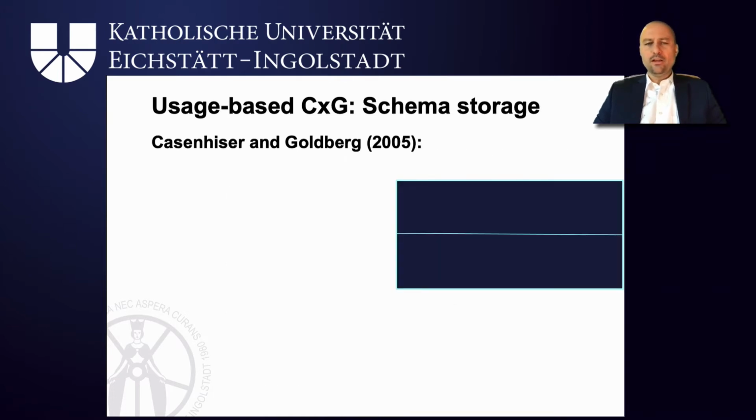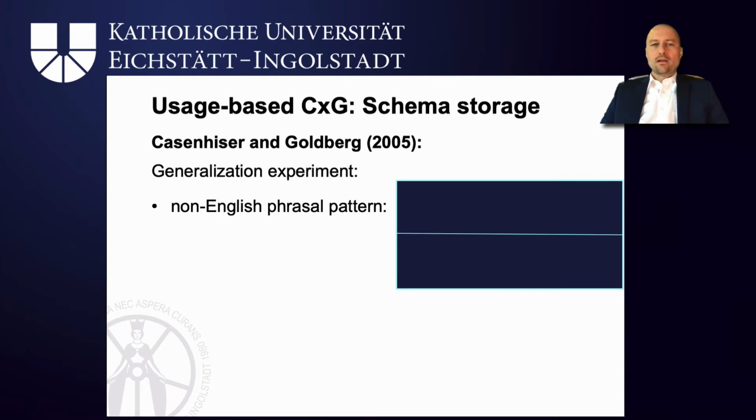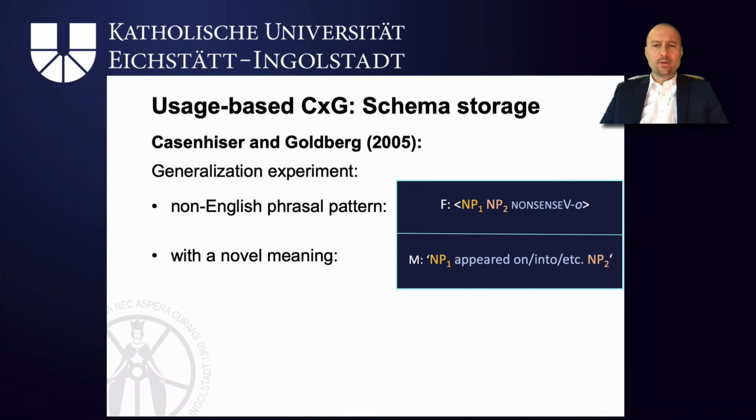Now, so far, we've only looked at the frequency of substantive constructions, of single words. But what about schemas? Casenhiser and Goldberg devised a clever experiment to test how children can acquire schemas based on input frequency. So for their generalization experiment, they used a non-English phrasal pattern: noun phrase 1, noun phrase 2, followed by a nonsense verb that ended in o. And this was supposed to encode a novel meaning of NP1 appearing on NP2. So the rabbit, the hat, moopooed was supposed to mean the rabbit appeared on a hat.